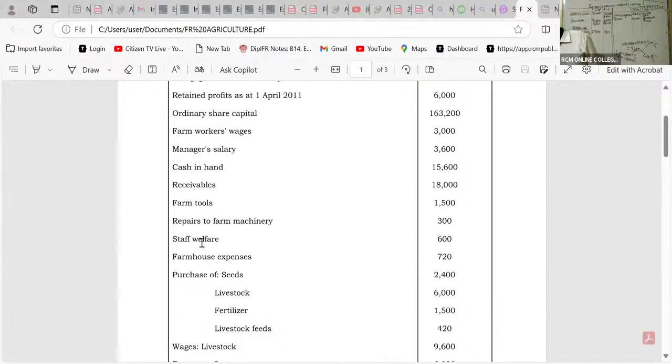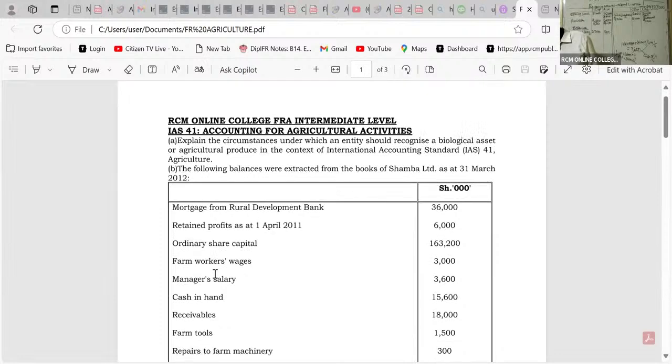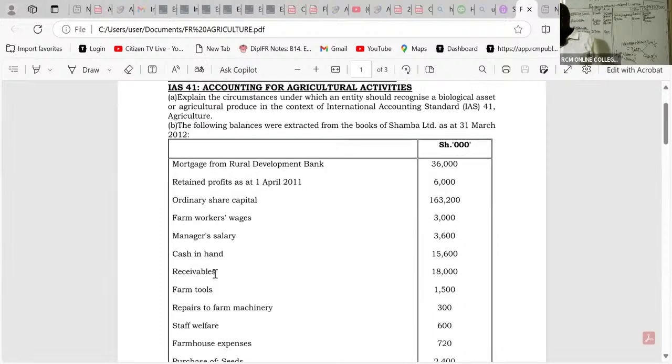So other expenses, just be very keen. We have farm workers' wages, leave that out, manager's salary out, cash in hand is not an expense. Receivables, these will go to the statement of financial position. Farm tools are our assets in the farm. Then we have repairs to farm machinery. Which biological asset does it belong to? It's a general expenditure. This will go to our income statement.